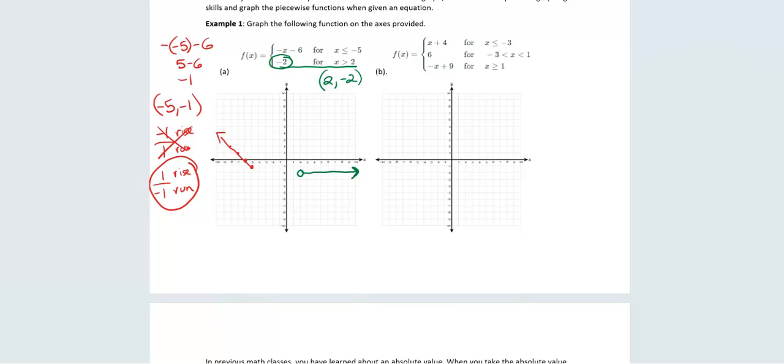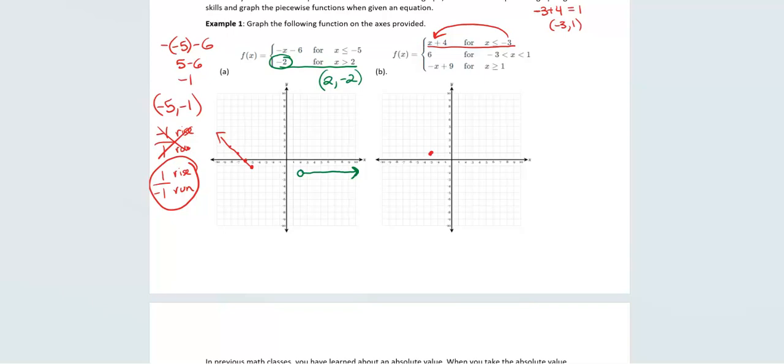Let's do another one. Now we're going to start here at the top. So we're going to start with this top piece, and it is or equal to. We're going to plug in -3. So -3 plus 4, because we're taking that and plugging it in right there. And that is 1. So we're going to start at the point -3, comma 1. So let's go to -3, 1. That's going to be a closed point, and it's going to the left.